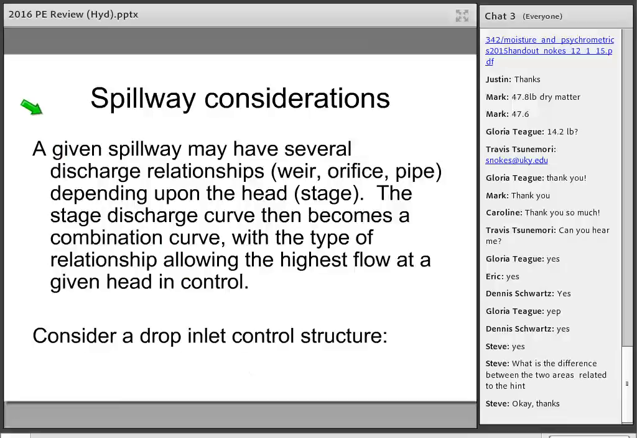Okay, what about spillways? First of all, you've got to understand that they may have several discharge relationships depending upon what the depth of water upstream of the spillway is. And I'll give you an example of it here in a minute. The stage discharge curve then becomes a combination curve. I mean, you're going to have one part of the curve that's a weir, one part of the curve that's an orifice, one part of the curve that's a pipe flow, depending upon what's going on with the spillway and the given storm or flow-through event that you're dealing with.